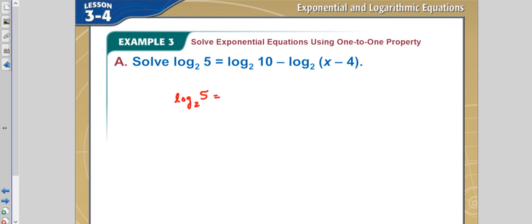But I'm going to use a property of logarithms that we learned in lesson 3.3 that says if I have two logs with the same base that are subtracting, according to the quotient property, I can make this one log dividing. So I've set them equal out like this.